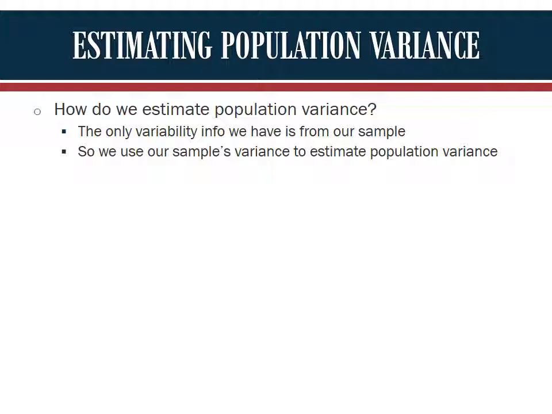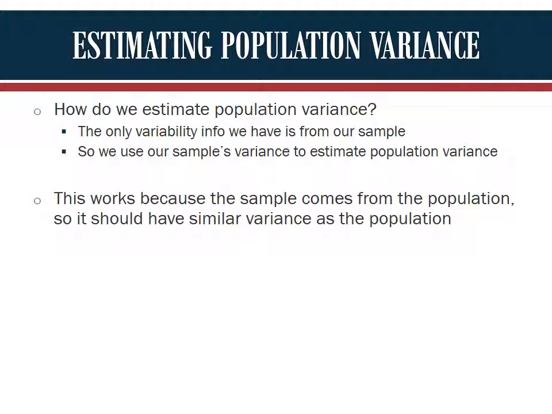We can calculate our sample's variance, our sample standard deviation, our sample variability, the exact same way that we did way back in central tendency and variability when we first started talking about those ideas. So we can calculate the variability of our sample, and we can use that to estimate the population's variance. This logic works because the sample comes from the population, so it should have similar variance as the population. So for example, if the variance in your sample is very small, like your sample has very little variability, everybody's kind of giving you the same answer, not a lot of outliers, then it's likely that the population variability is also small, and vice versa. If the sample's variance is large, it's likely that the population variance is also large.